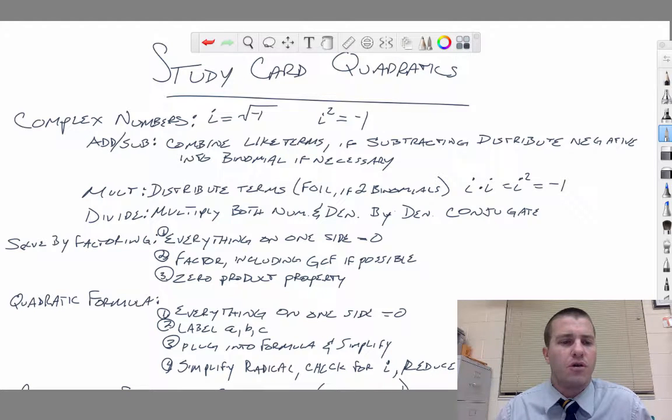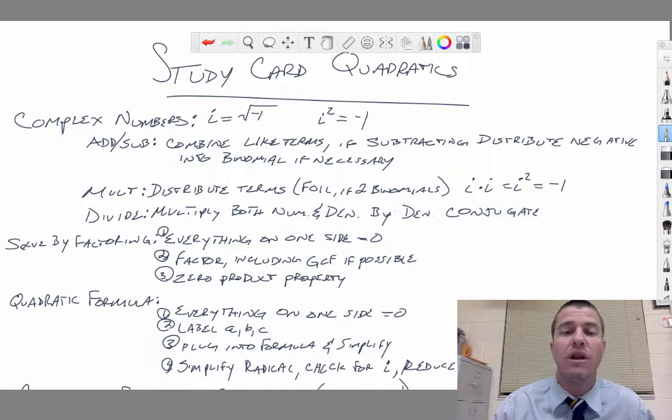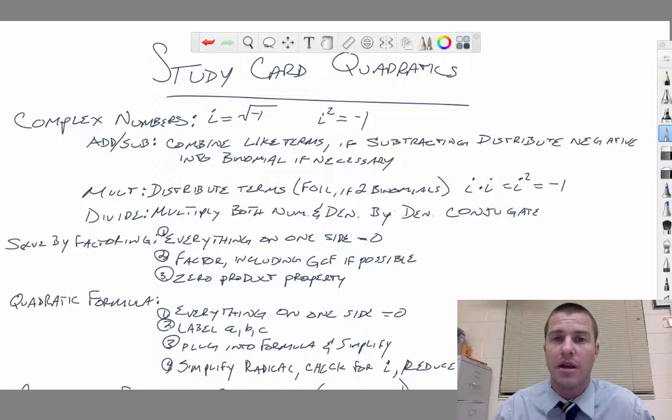Okay, so I'm going to try to go through this pretty quickly. I started with complex numbers. Remember, i is the square root of -1. So basically, anytime there is a negative inside of a radical or inside a square root, you need to get rid of that negative by bringing out an i. And i squared is equal to -1. Anytime you see an i squared, replace it with -1.